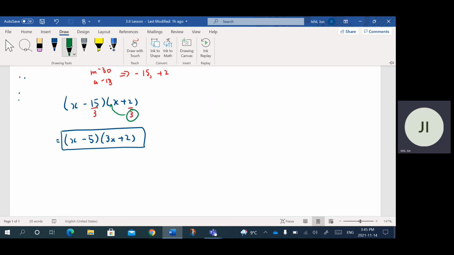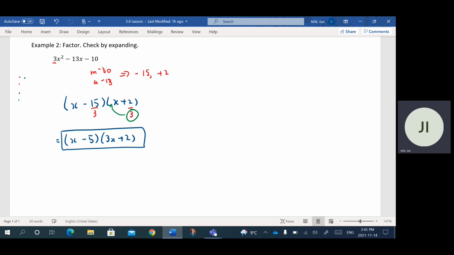But again, it's always a good idea to check. So I'm going to check this by expanding it out. And we get, x times 3x is 3x squared. 2 times x is 2x. Negative 5 times 3x is negative 15x. Negative 5 times 2 is negative 10. And if I collect my like terms, 2x minus 15x is negative 13x, and negative 10. Again, I'm going to compare this with the original. You can see that it is the same.